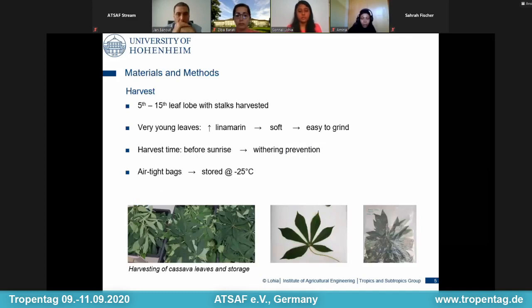The harvest of cassava leaves was conducted between the 5th and 15th leaf lobe of the cassava stalk. These very young leaves were chosen because they have a high amount of linamarin. They're soft and easy to grind. The harvesting was conducted before sunrise to prevent any withering, and they were finally stored in airtight bags at minus 25 degrees Celsius.